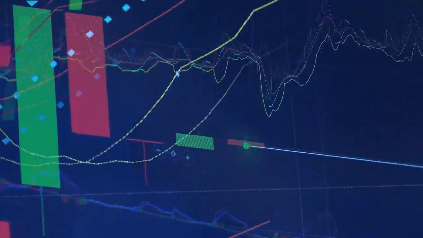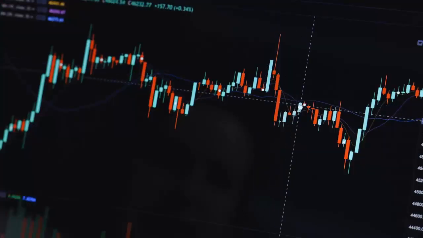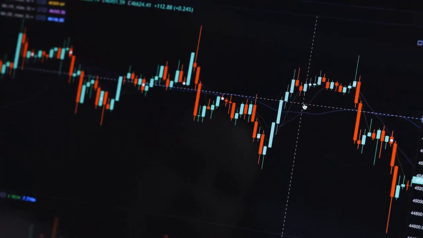Demo trading. Before risking real money, beginners should practice on demo accounts offered by most brokers. These accounts allow traders to execute trades using virtual funds, gaining practical experience without any financial risk.